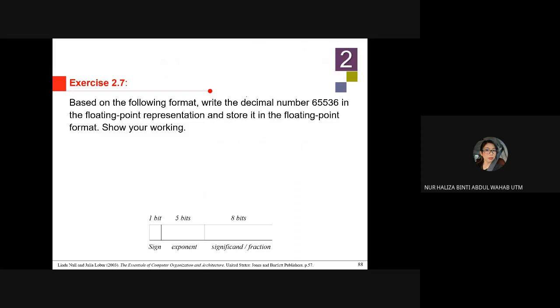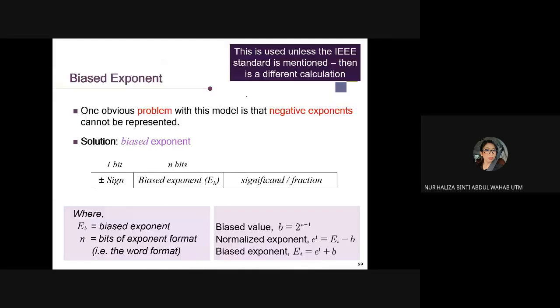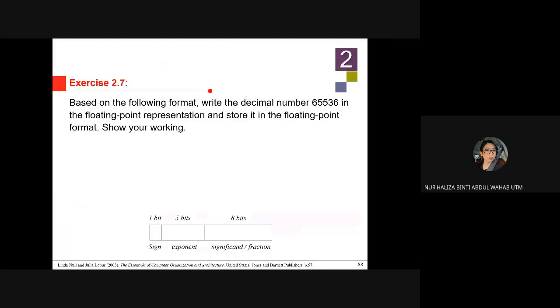Is there an example? Okay, there is another example, but it's too big. Write the decimal number 65536. Okay, I'm going to pick a lucky person to convert it into binary.